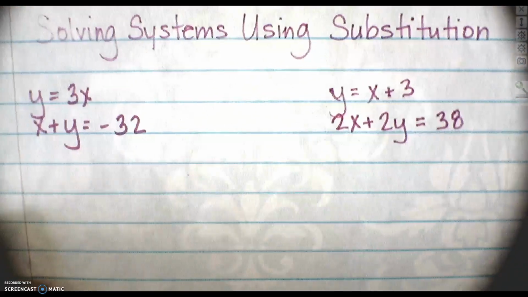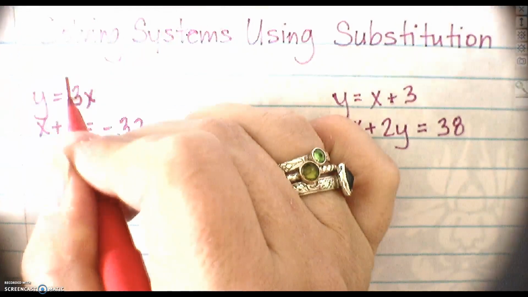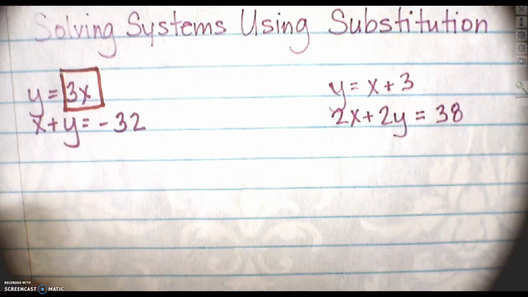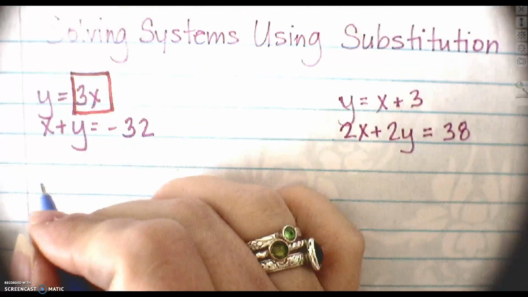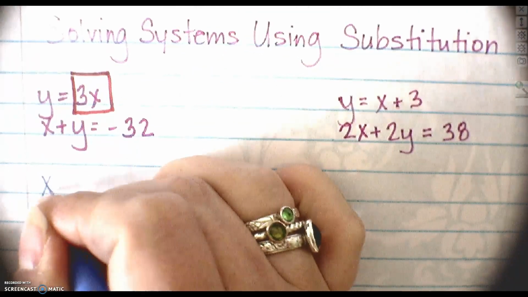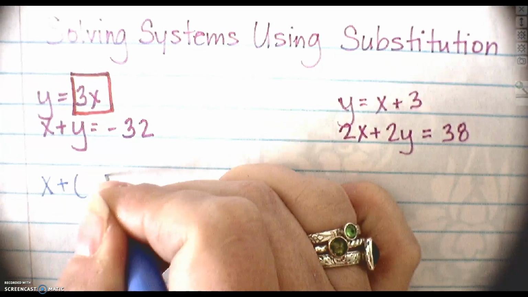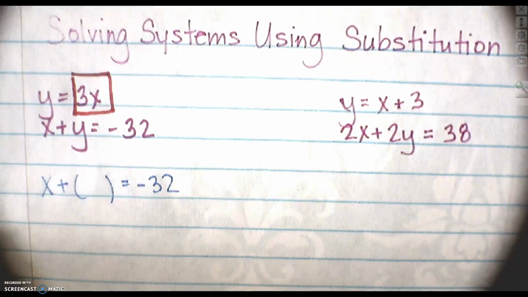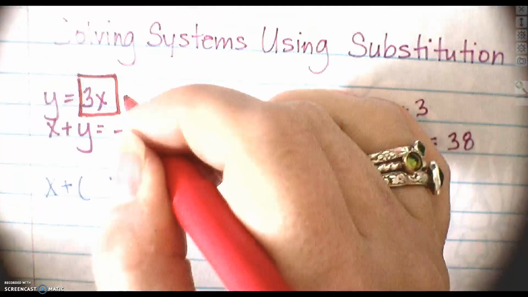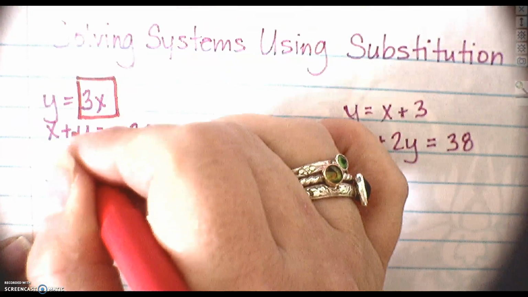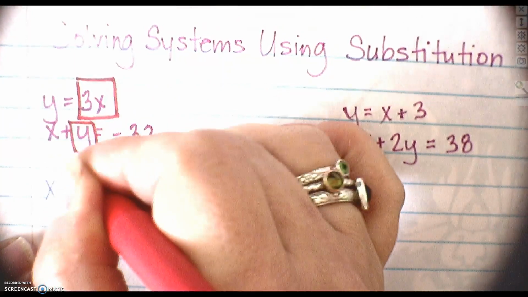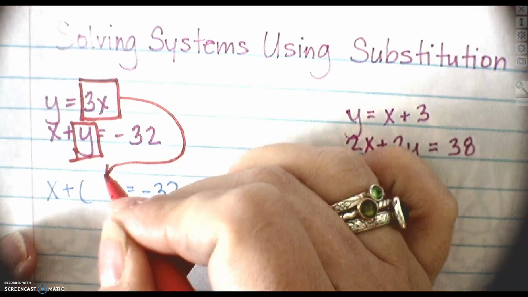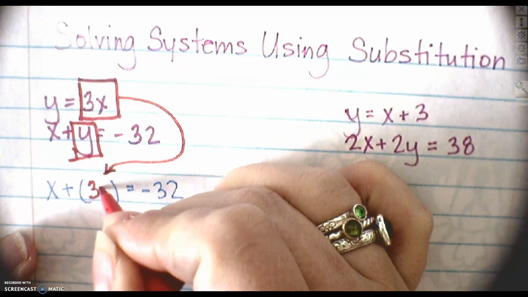We have in our first equation something telling us what y equals. y equals 3x. Our second equation is x plus y equals negative 32. We know that y is equal to 3x. So in my parentheses, instead of putting y, I'm going to put what y equals. I'm going to put 3x.